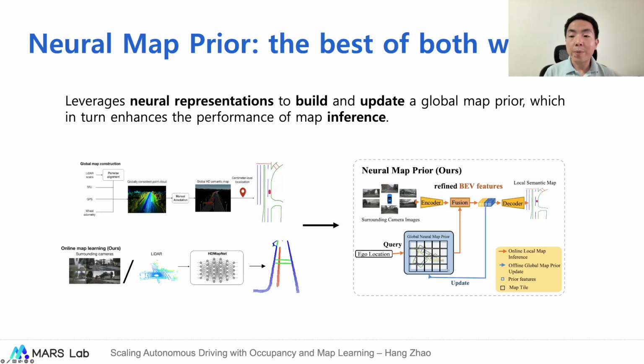Compared to traditional mapping that I have just talked about and the online map inference like HDMapNet or VectorMapNet, Neural Map Prior takes the best of both worlds. It leverages neural representations to build and update a global map prior, which in turn enhances the performance of map inference onboard.